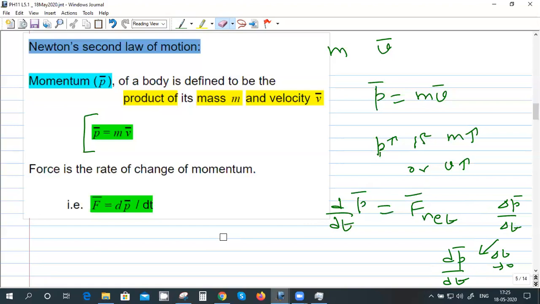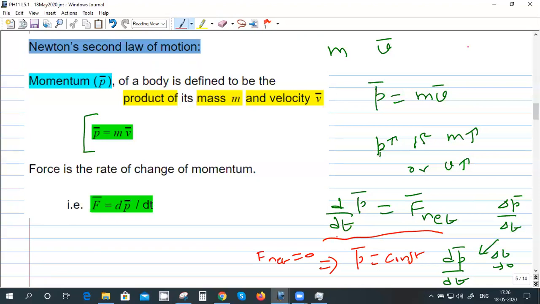You can get the first law from the statement of the second law itself. In this, if you put F net equal to zero, what does it imply? If F net is zero, dp by dt is zero, right? So d by dt of something is zero means what? Anybody? F net is zero, that means dp by dt is zero. So dp is zero. That means p is constant.